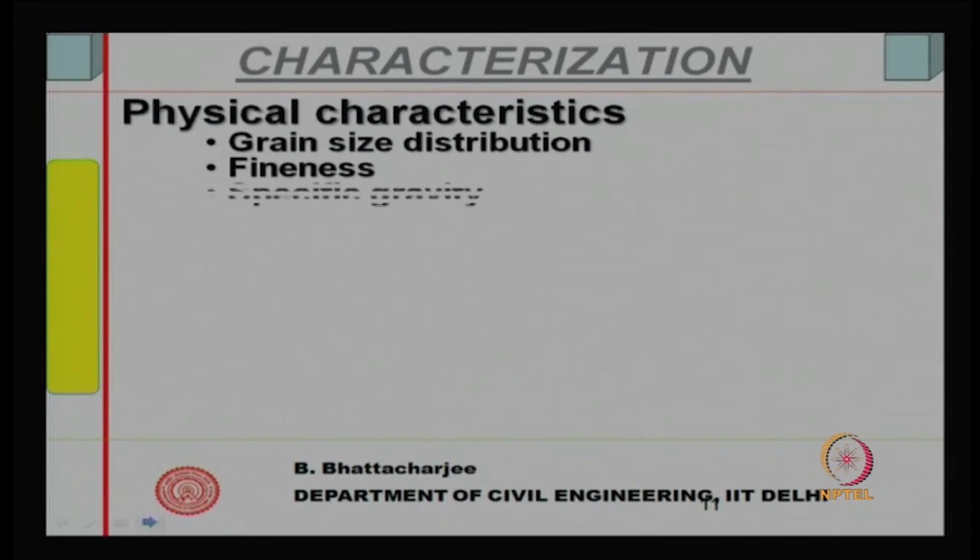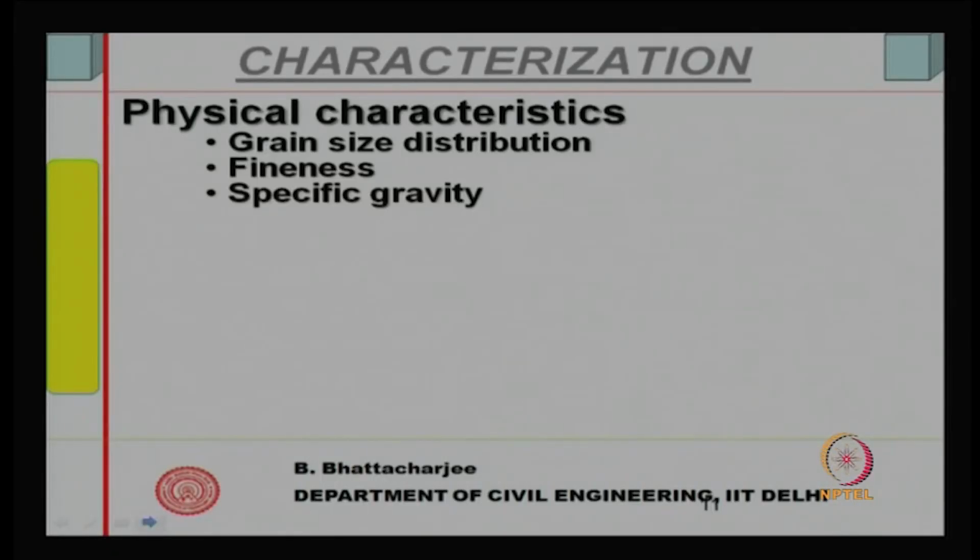Characterization of these materials: you have physical characteristics. First thing we look at is grain size distribution, particle size distribution, fineness and also specific gravity. Grain size distribution is important because if the particle sizes are finer, they can react at a faster rate. Therefore, fineness distribution is one thing and overall fineness is also an important aspect. The finer the material is, the more it will react. Specific gravity is important because that will tell us how much volume they occupy.